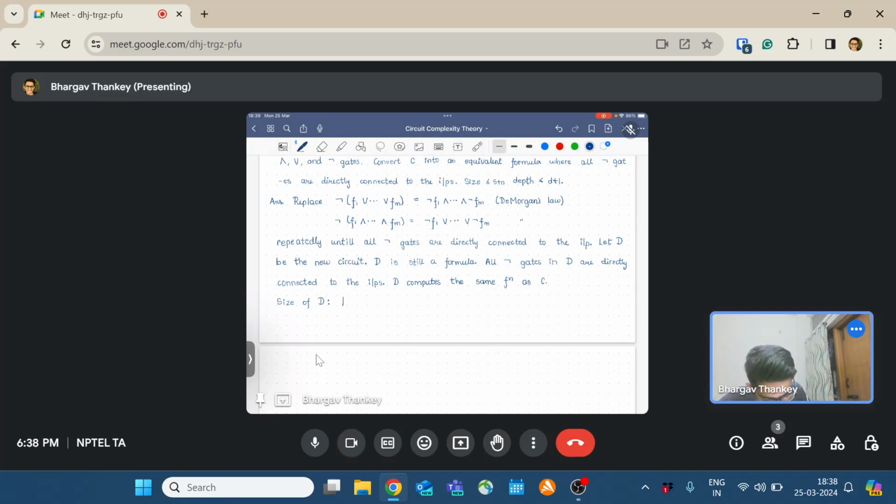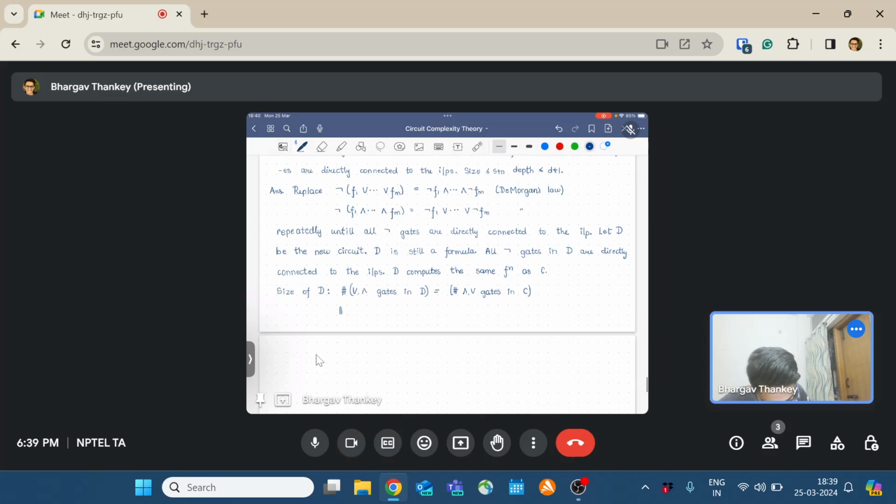My claim is that the number of AND and OR gates is the same in C and D. Why? Because the only thing that's changing is the number of NOT gates. An OR gate is becoming an AND gate and an AND gate is becoming an OR gate, but the total number of AND and OR gates remains the same. And the number of NOT gates is at most N. Why? Because all NOT gates in D are at the bottommost level, directly connected to the inputs, and there are at most N inputs.